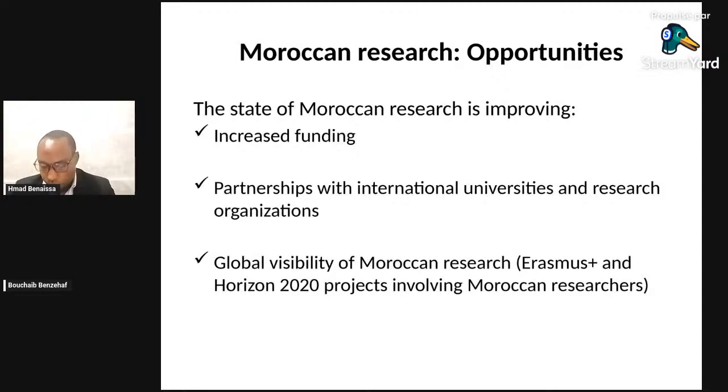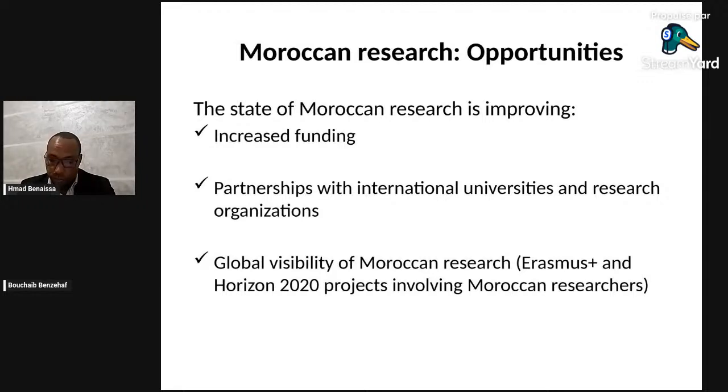Moroccan research opportunities. Well, Moroccan research is in a positive state of development, with growing efforts to improve infrastructure, funding, and international collaboration. There's an increasing recognition of the importance of research and innovation in Morocco for the country's development. There are increasing partnerships. Partnerships are being fostered with international universities like Erasmus.